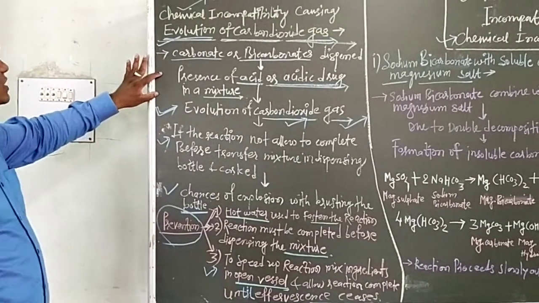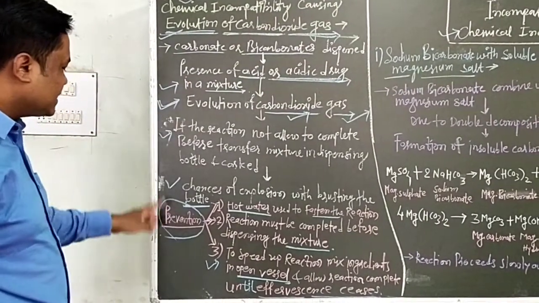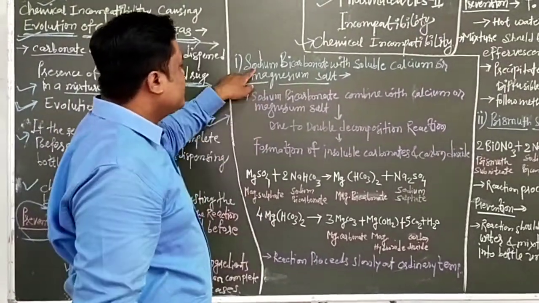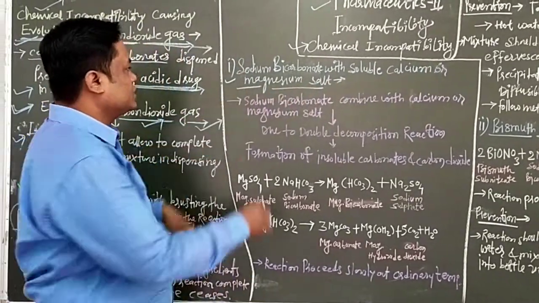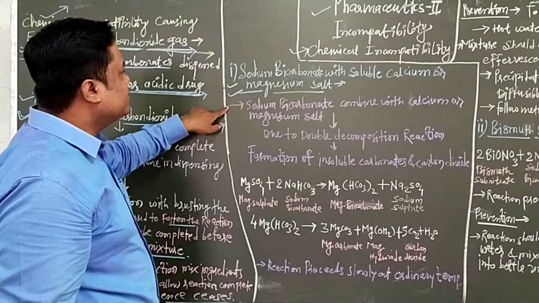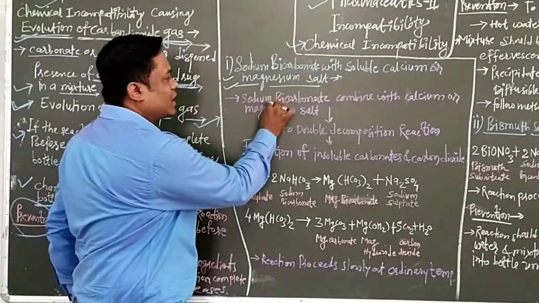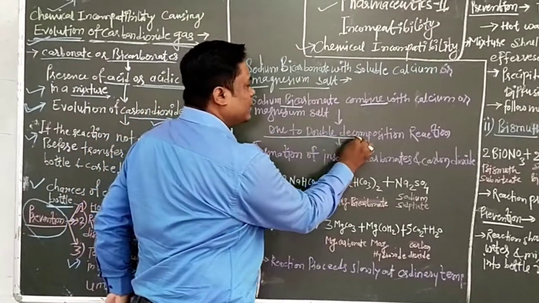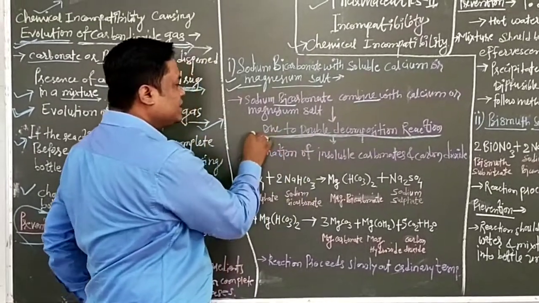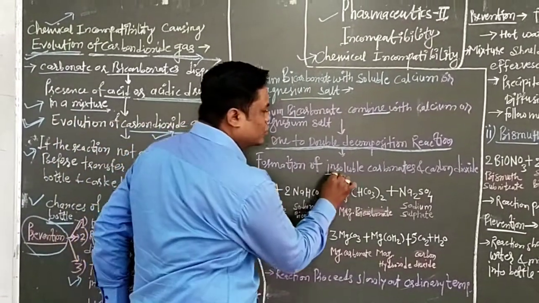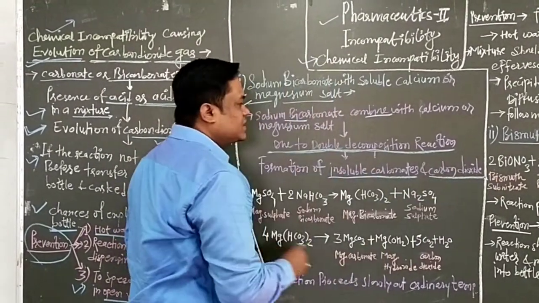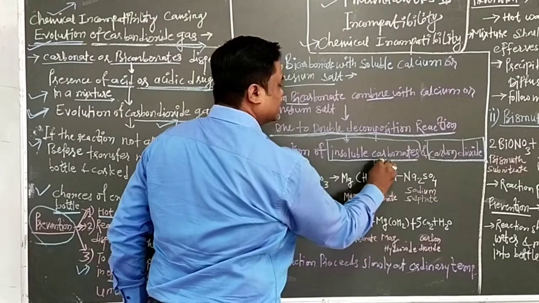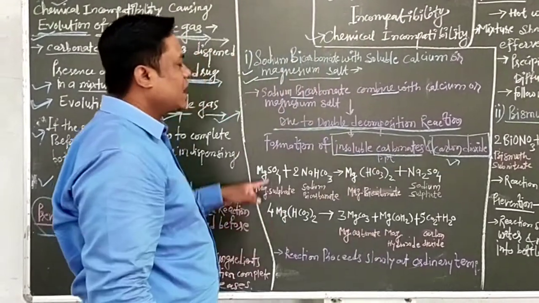तो यह है सिंपल मैकेनिज्म. What is the problem? Evolution of gases, and second, what is the prevention method. Then we have to take one example: the reaction between sodium bicarbonate with soluble calcium and magnesium salts. Means interaction between sodium bicarbonate and calcium and magnesium salts. When this sodium bicarbonate reacts with or is combined with calcium or magnesium salt, due to the double decomposition reaction there is a formation of insoluble carbonates and carbon dioxide. Then this creates the problem in the reaction: insoluble precipitates form, and there is evolution of carbon dioxide gas.